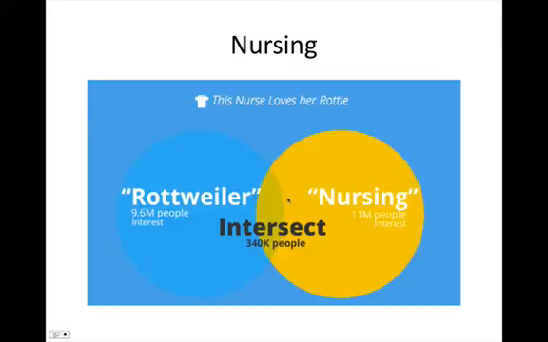Nursing. Look for women who, or nurses, doesn't have to be women. Look for nurses, and look for Rottweilers, or people who like Rottweilers. And instead of an audience of maybe 20 million people, it's going to be an audience of 340,000. And so this lets you do much more targeted campaigns to very specific demographics.